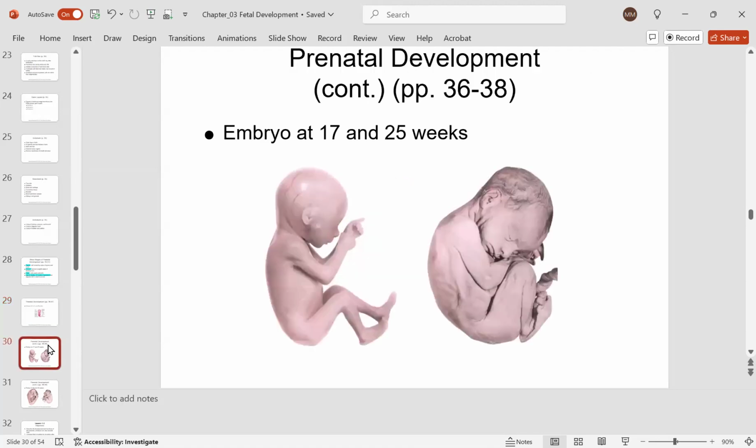Okay. 17 weeks, good pictures. 25 weeks. Now it's starting to look like a baby here. It looks more like an alien. Here it looks like Winston Churchill.